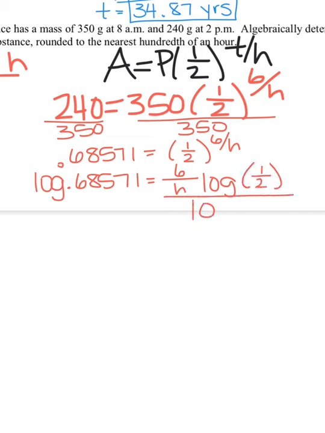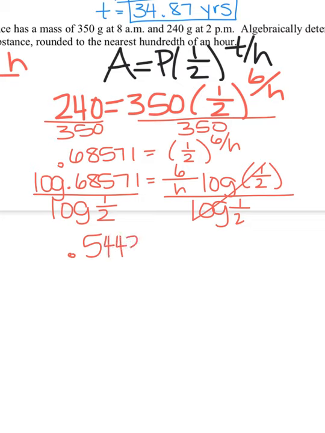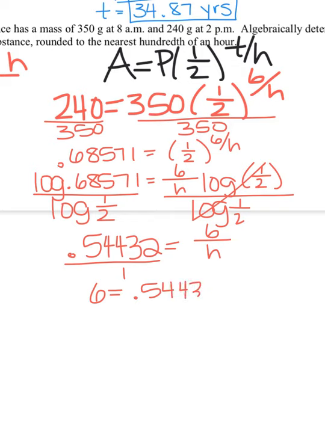Divide both sides by the log of 1/2. The parentheses around that don't matter really, so don't get worked up over that. On the left side, when I do that in the calculator, I get 0.54432 equals 6 divided by H. Same thing as before. It looks confusing until I do this, and then you all know to cross multiply. So 1 times 6 is 6 equals 0.54432 H. To solve for H, you divide by that 0.54432 number.